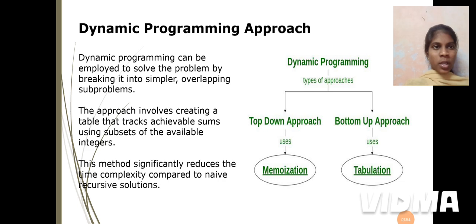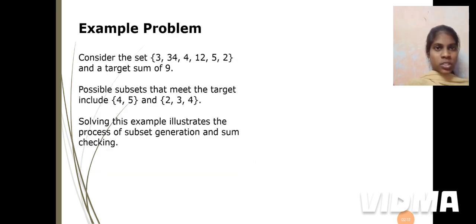Dynamic programming approach. Dynamic programming can be employed to solve the problem by breaking it into simpler overlapping subproblems. The approach involves creating a table that tracks achievable sums using subsets of the available integers. This method significantly reduces the time complexity compared to naive recursive solutions.